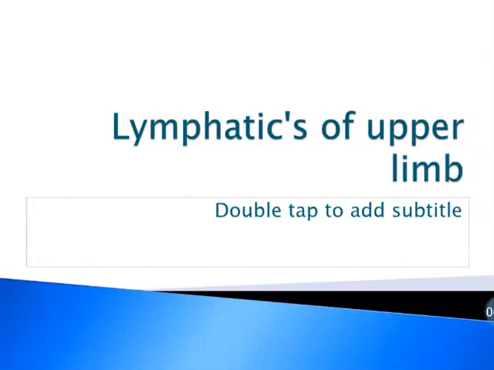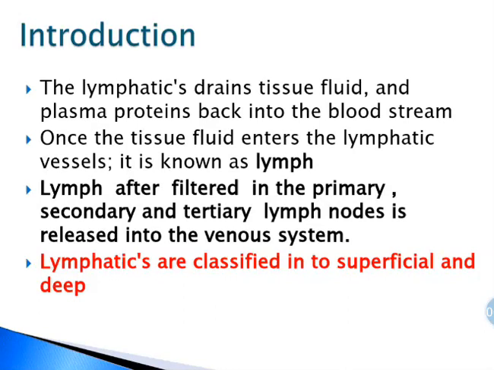Lymphatic drainage of upper limb. The lymphatics drain tissue fluid and plasma proteins back into the bloodstream. Once the tissue fluid enters the lymphatic vessel, it is known as lymph. After that, lymph is filtered in several nodes which are called primary, secondary and tertiary, that is one after another, and finally the lymph is released into the venous system.